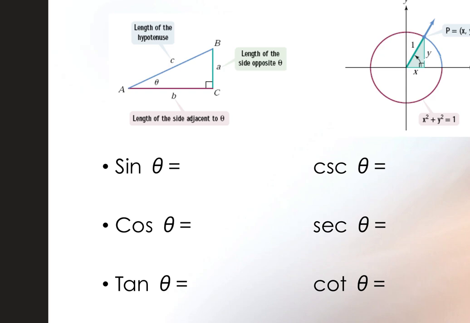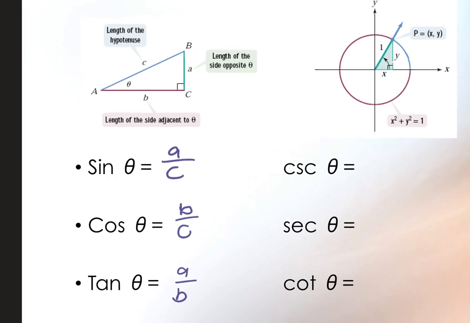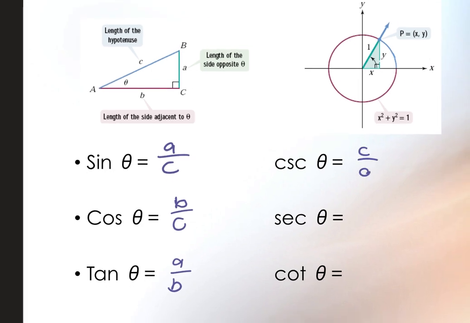And so if I asked you for the sine of theta, what would the ratio be? A over c, good. And the cosine of theta would be b over c, and the tangent of theta would be a over b. And then cosecant, we would literally flip the sine. Secant, we would flip the cosine, and cotangent, we would flip the tangent.